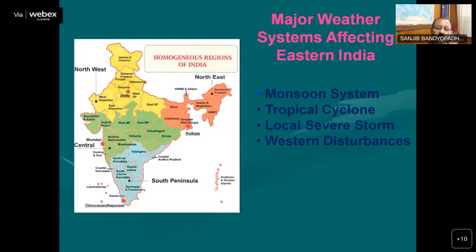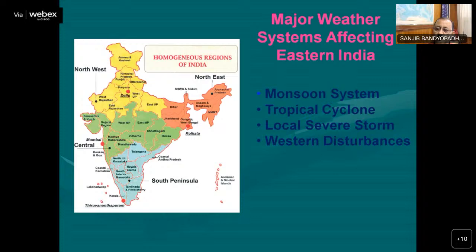I will try to restrict my discussion to the East Coast and Eastern India. The major weather systems that affect our region are the monsoon, from June to September; local severe storms, popularly known as Kalbaishakhi, in March, April, May; and Western Disturbance, basically a winter phenomenon in January, February.